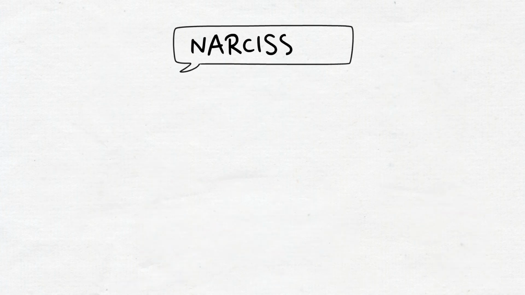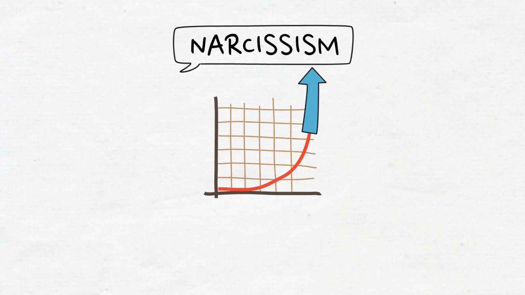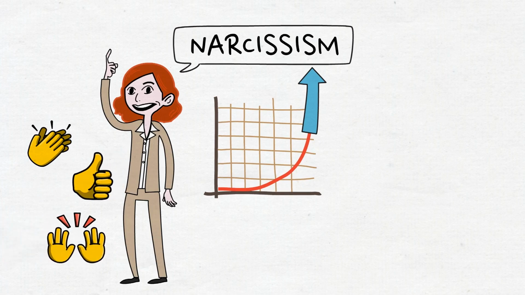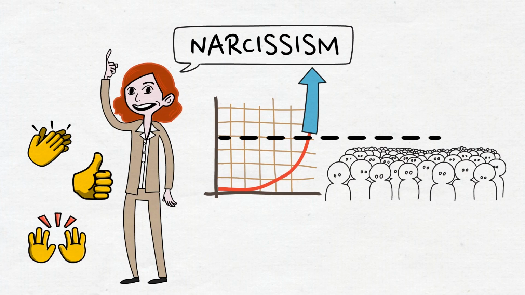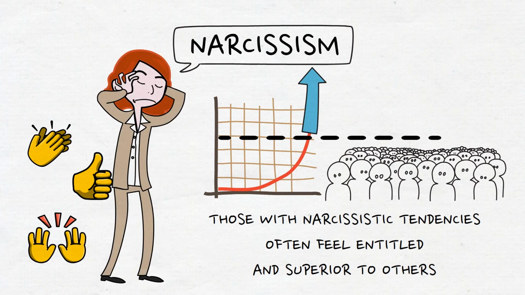First, we have narcissism. People who score high on narcissism have a strong sense of self-importance and an exaggerated need for admiration and attention. While everyone can have a healthy level of self-esteem, those with narcissistic tendencies often feel entitled and superior to others. This can lead to feelings of anger and frustration when their high expectations aren't met, which is a common trigger for BPD.